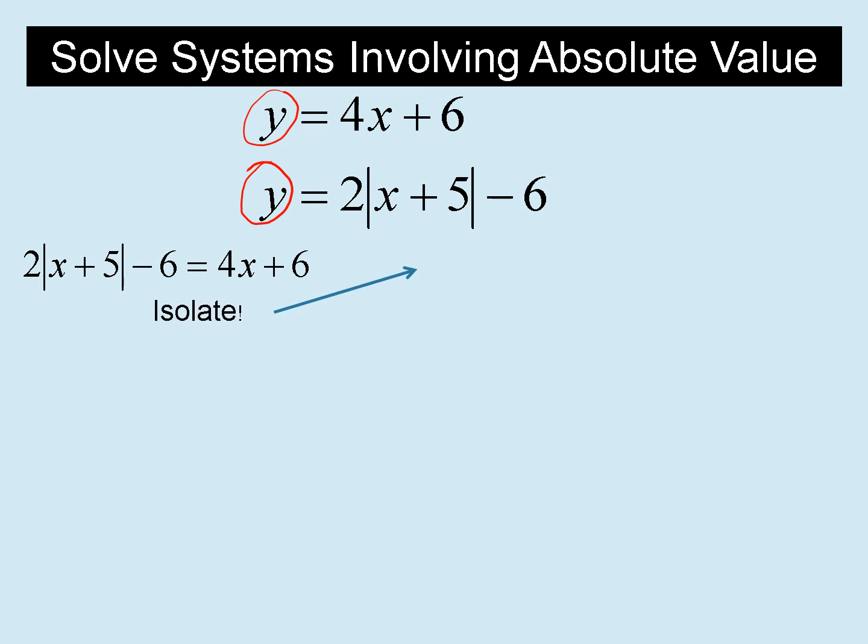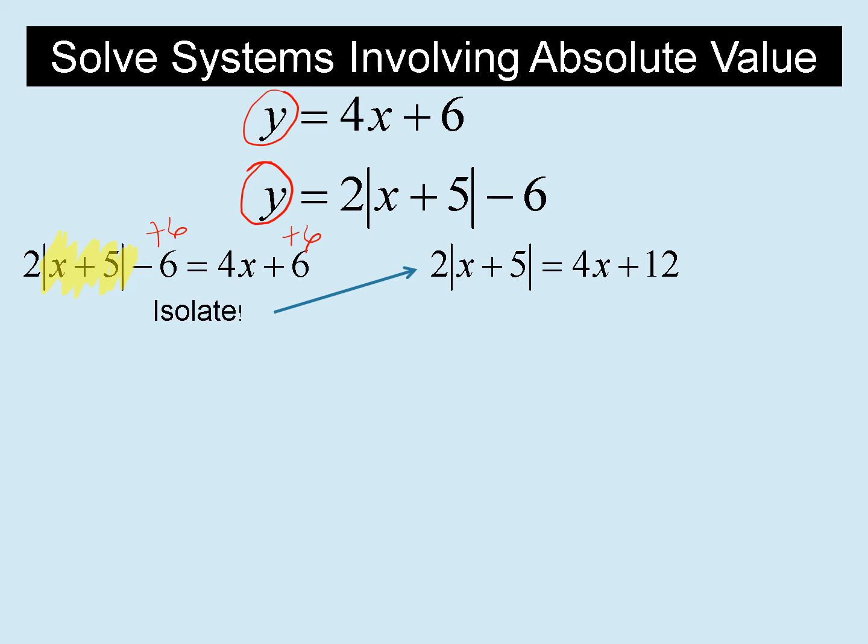So my first concern here is that I need to isolate the absolute value portion of this equation. So the first thing I'm going to do is add 6 to both sides.